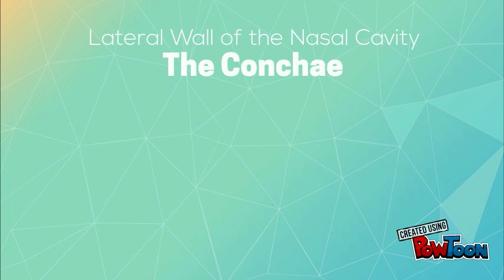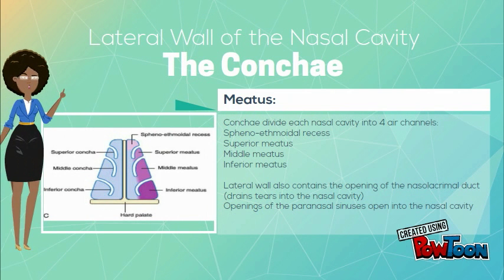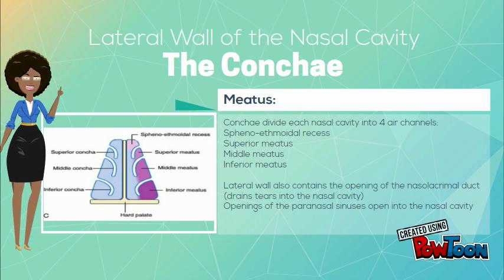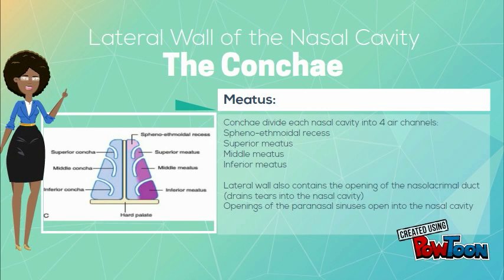The conchae divide the nasal cavity into four air channels. These are the sphenoethmoidal recess, and the superior, middle, and inferior meatus. The lateral wall also contains the opening of the nasolacrimal duct and also contains the openings of the paranasal sinuses which drain into the nasal cavity.